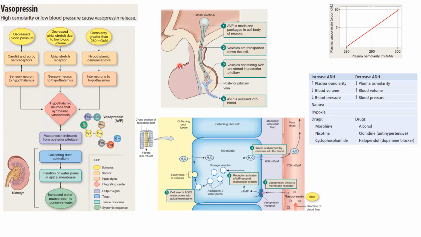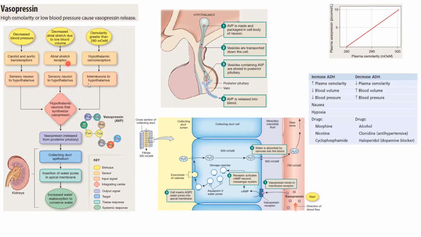Now, coming to what shall we do first? Let's tick this off: plasma osmolarity. We know that this is the normal range, 280 to 300, and see how sensitive vasopressin ADH release is. As you increase plasma osmolarity, ADH secretion goes up. So that's that. We've done that.